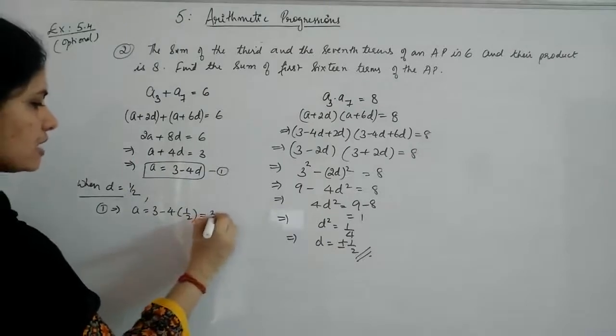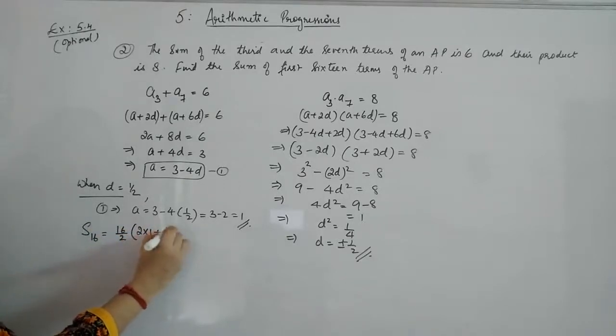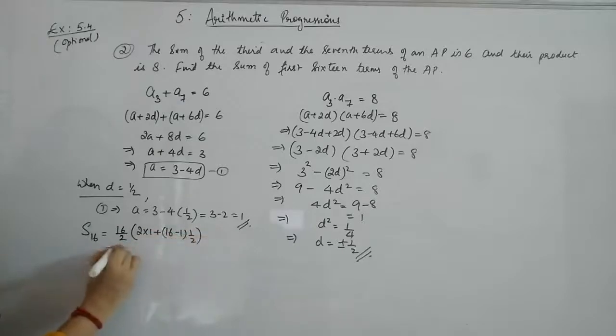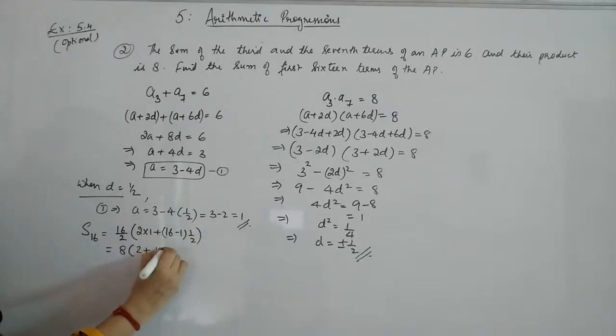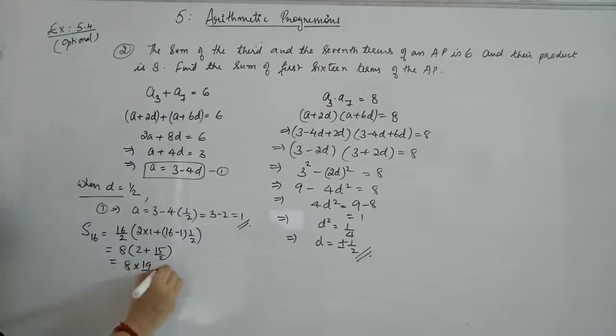Okay, so this will give you how much? 3 minus 2, which is 1. So your a is 1 and d is 1 by 2. So that your S16 will be 16 by 2 into 2a plus n minus 1, n is again 16, 16 minus 1 into d. You are getting 8 into 2 plus 15 by 2, right? That is 8 into 4 plus 15, which is 19, 19 by 2. 8 into 19 by 2 will give you 19 into 4, right? 19 into 4 is how much? You get 76 as the answer. Okay, one value of S16 is 76.